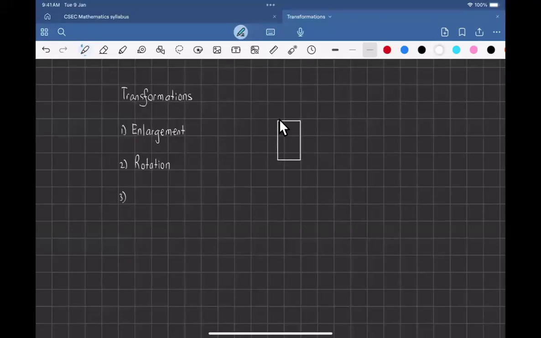Let me just say I have this rectangle here. Well, I could make the rectangle bigger. I could enlarge it, right? I could also rotate the rectangle, but I keep it as a rectangle. What else could I do with my rectangle? Make it bigger? No, but that's an enlargement. And enlarge means to make it bigger.